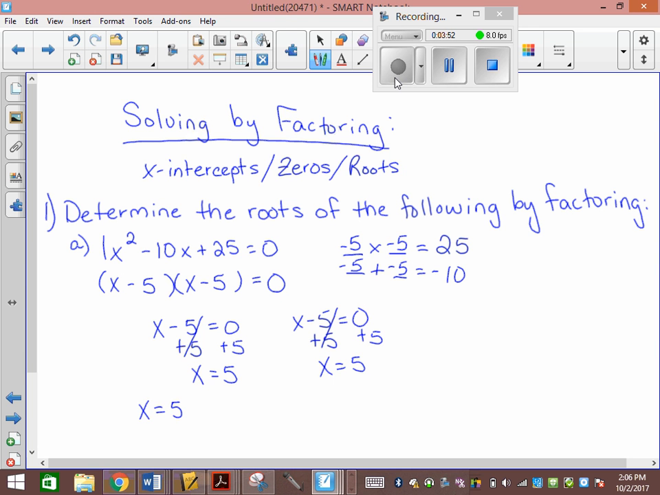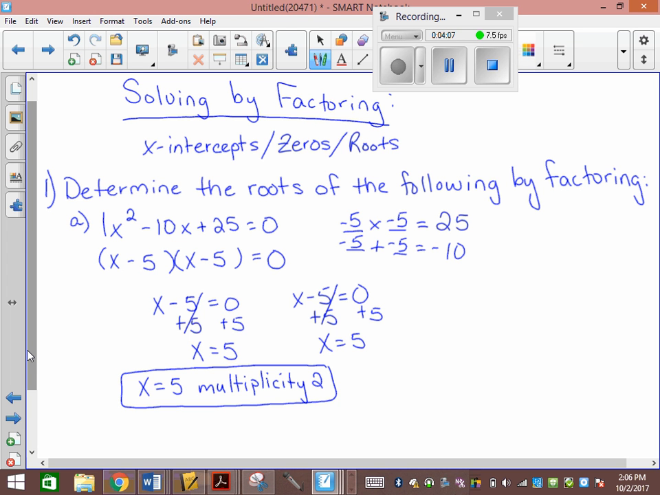And if you want, you can say multiplicity. This is for next year, but we're going to do it anyways this year. Multiplicity 2. What that means is you have 2 roots there. There just happen to be the exact same one. If it's multiplicity 1, you don't have to write it. It's only when you have more than one root that's the same. Okay?